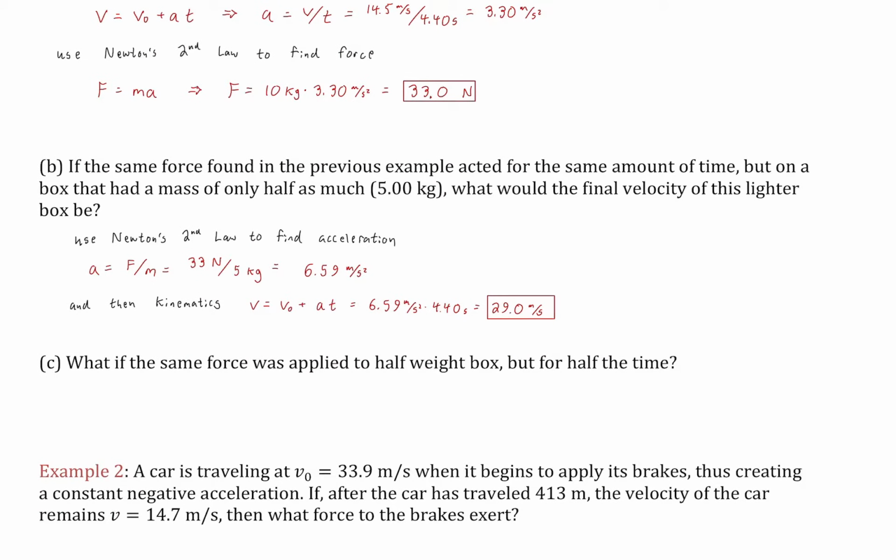Okay, and then finally, what if that same force, again 33 newtons, was applied to the half-weight box, so the 5 kilogram one, but for half the time? Okay, so we found if it was applied for the total time, we got to... that looks linear. That's like the equation of a line, right? Y equals b plus ax or whatever, right? Intercept plus slope times height or vertical.